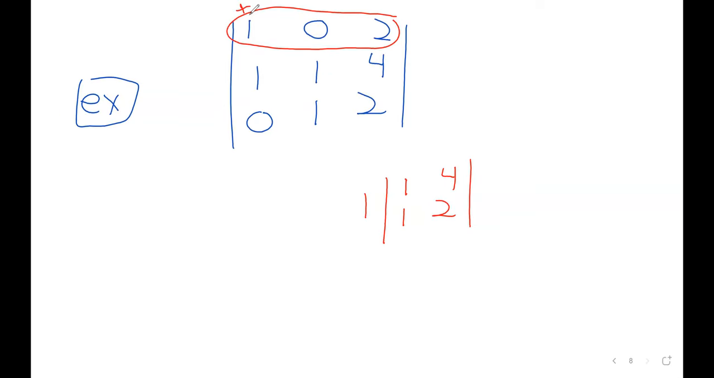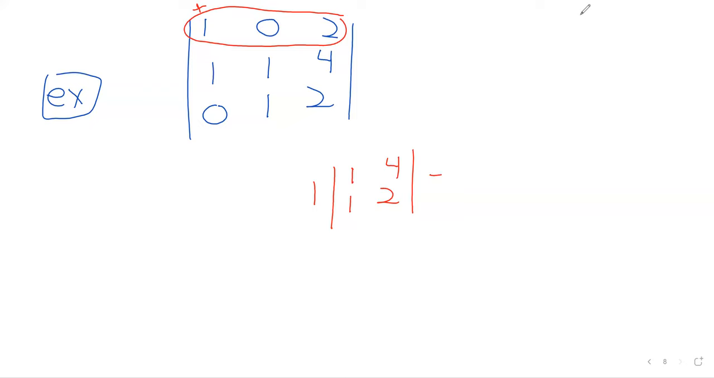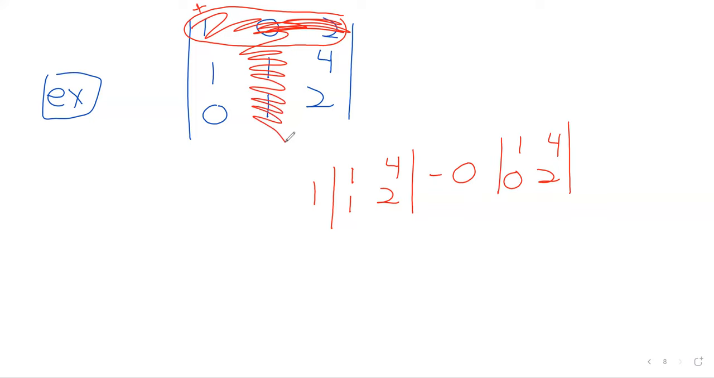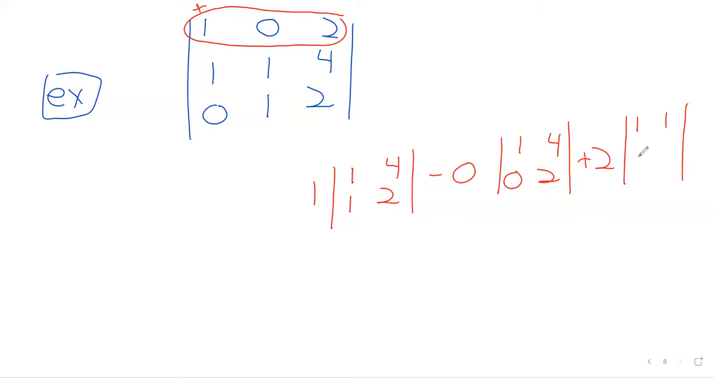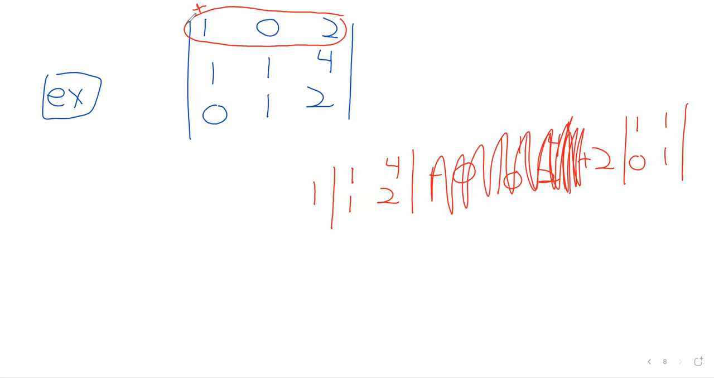Then, in terms of the sign chart, we always start with positive in the upper left. So it's going to be minus 0, and I'll write the determinant, but we're not going to find it. Minus 0 times the determinant of the matrix you get if you cross out that row and that column, plus 2 times the determinant of [1, 1; 0, 1], the matrix you get when you cross out that row and that column. I mean, 0 times anything is 0, so there's no motivation for us to worry about that second determinant.